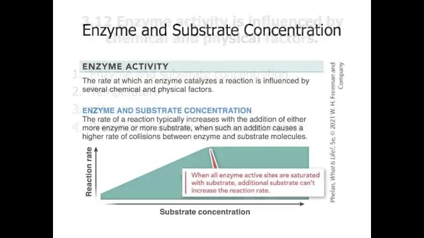Moving on, this is figure 3.21 on page 66 of your book. And you can see that enzyme and substrate concentration is outlined in this graph. The rate of a reaction typically increases with the addition of either more enzyme or more substrate, when such an addition causes a higher rate of collisions between enzyme and substrate molecules. So we had talked about that a few minutes ago.